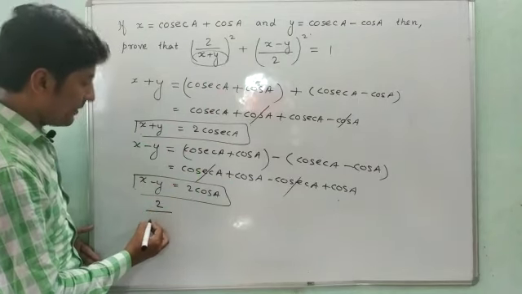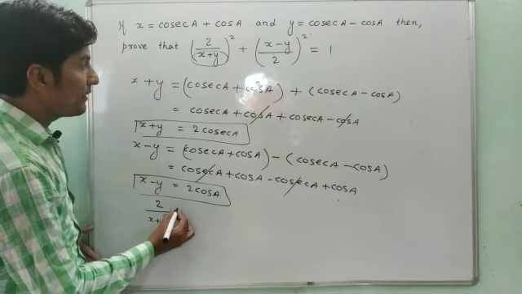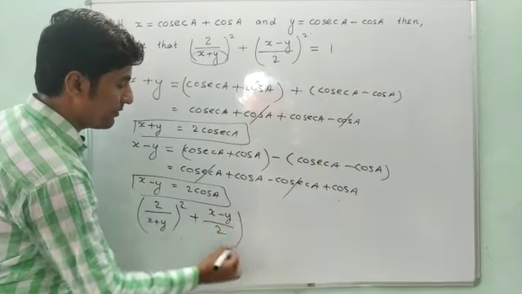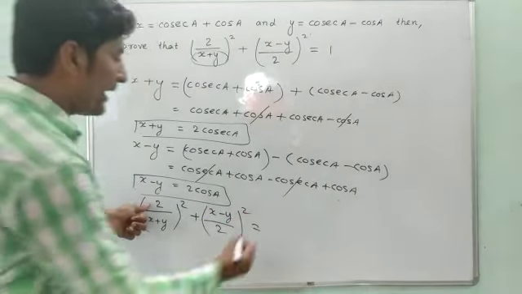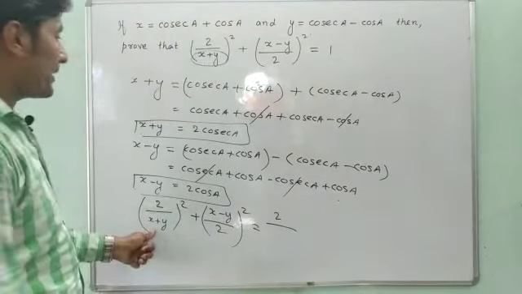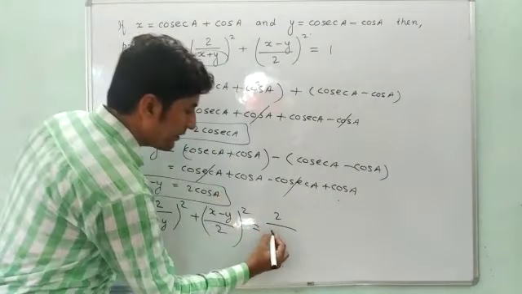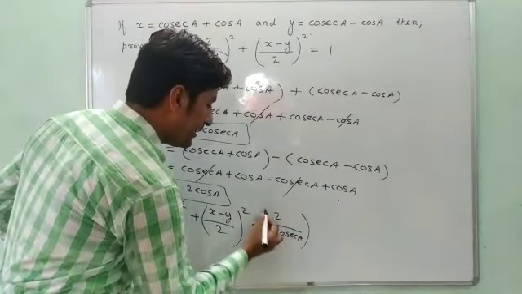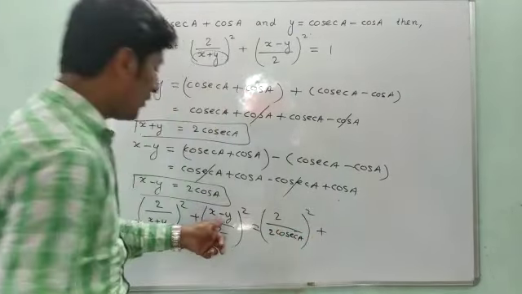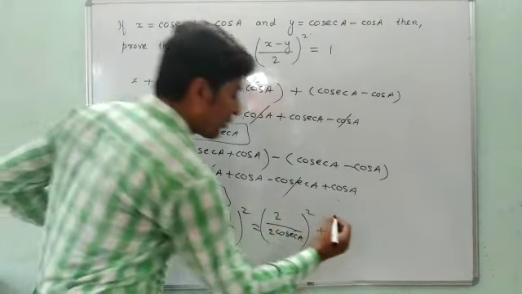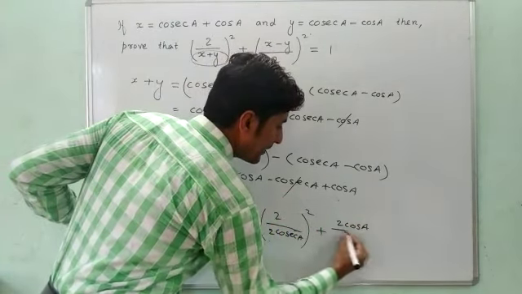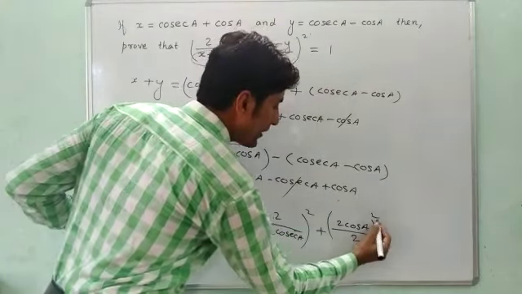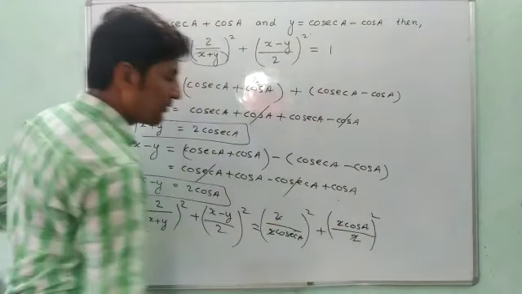After that we have to copy this equation: 2 upon (x plus y) whole square plus (x minus y upon 2) whole square. 2 will be as it is, we can put here 2. On the place of x plus y, we can put the value 2 cosec a, whole square. Plus will be as it is. Now x minus y, we have the value 2 cos a, 2 cos a divided by 2, so we can write here 2, whole square. Now 2 and 2 both will cancel. Here also 2 and 2 cancel.